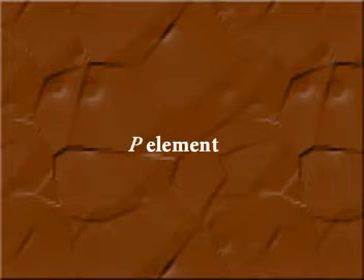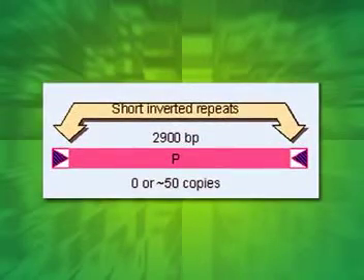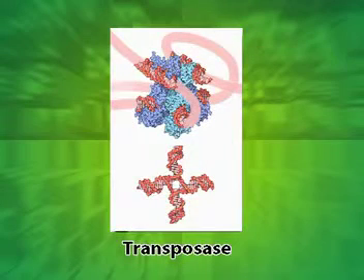Now, the P elements. The P element in Drosophila is one of the best examples of exploiting the properties of transposable elements in eukaryotes. This element is 2907 base pairs long and features a 31 base pair inverted repeat at each end. The element encodes a transposase.